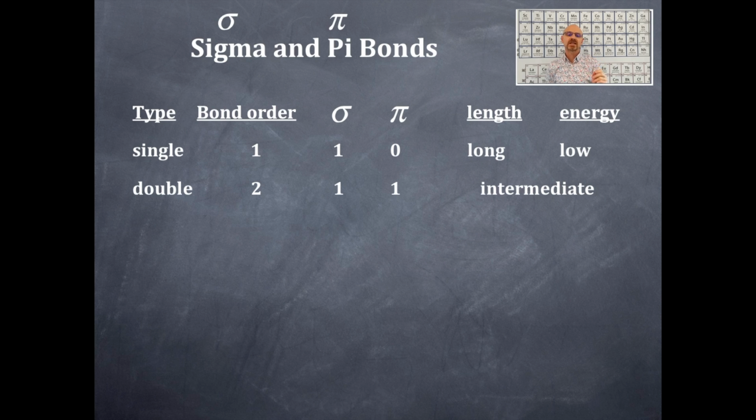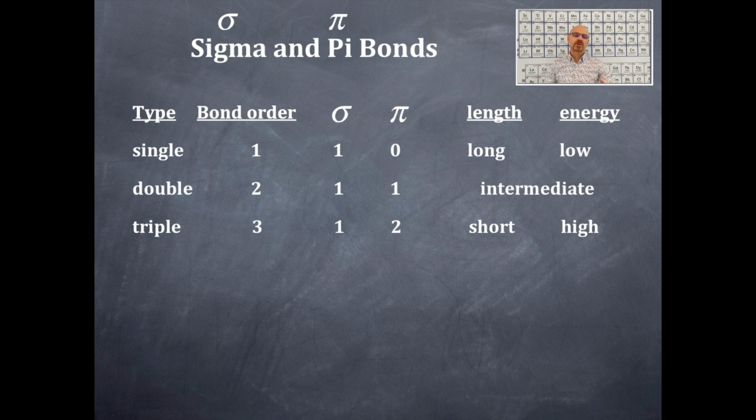So you should see that the sigma and the pi sum up to the bond order. That's 1 sigma plus 1 pi equals a bond order of 2. Just like in the single bond, 1 sigma plus 0 pi equals 1. Okay, the bond length and the bond energy is intermediate, that of the single bond and the triple bond.